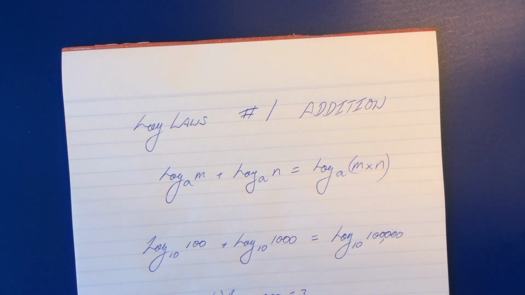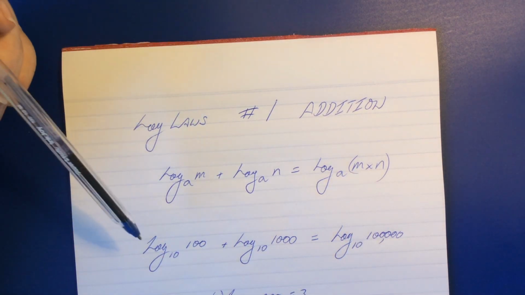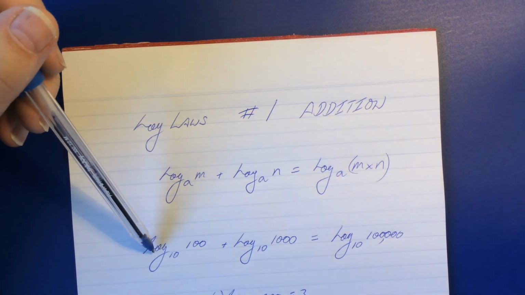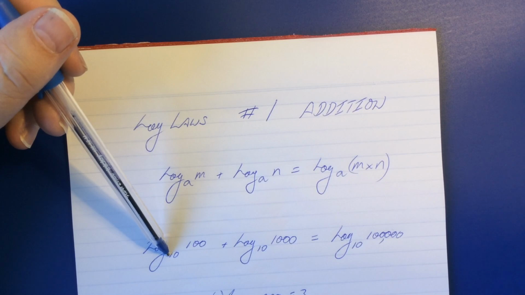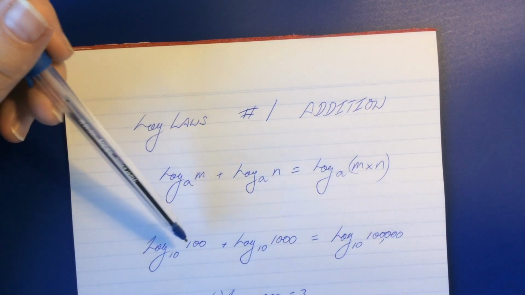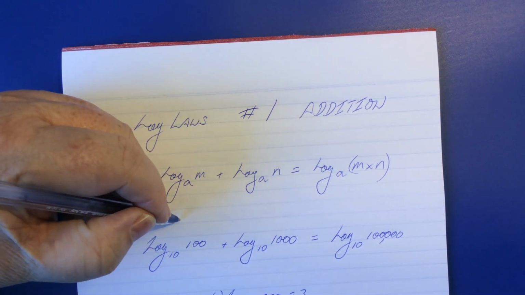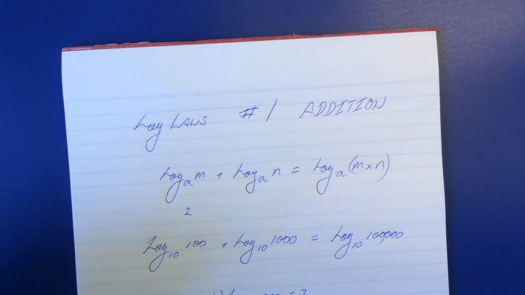Right, what does that look like in real life? So we'll do this in base 10. So the log in base 10 of 100 is 2. Actually, I'll just write that up there. This may come in useful. 2.